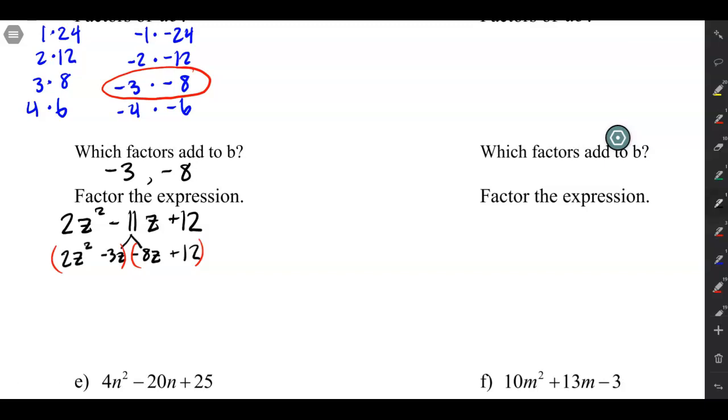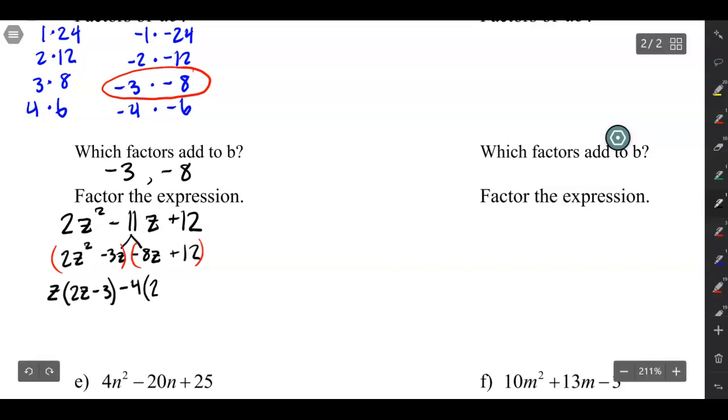The GCF of the first group is just z, so I'll factor z out, and I'm left with 2z minus 3. The GCF of the second group is negative 4. Remember that when the first number of my group is negative, I factor out a negative. So I have a 2z minus 3. Now since those parentheses match, I can factor a 2z minus 3 out, and I'm left with a z minus 4. And that is my final product.